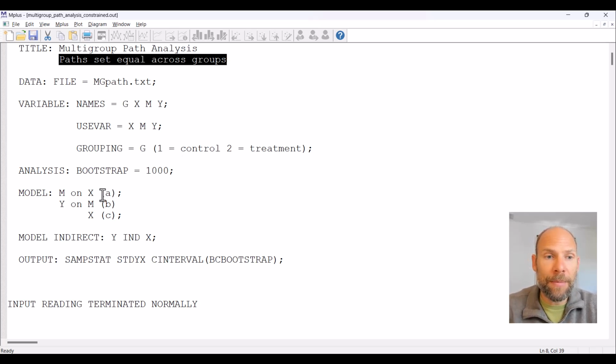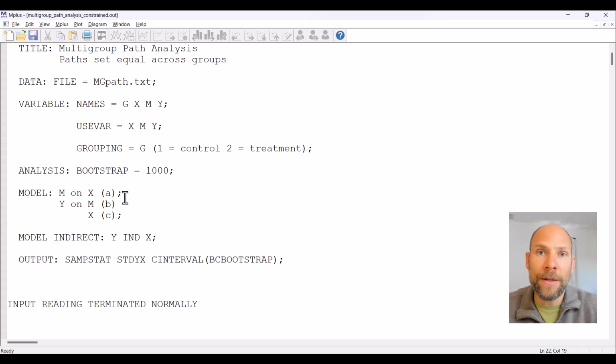It's done simply by providing labels for the paths. So here, in line with common conventions, I called the X to M path A, I called the M to Y path B, and I labeled the X to Y path as C. When you put these labels here in parentheses, Mplus will assume that those labeled parameters are supposed to be held equal across groups. So they will then be constrained equal automatically.